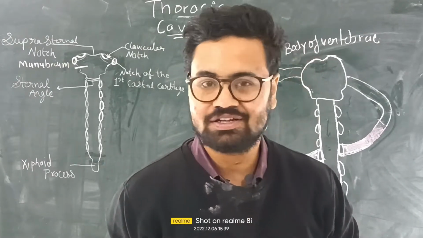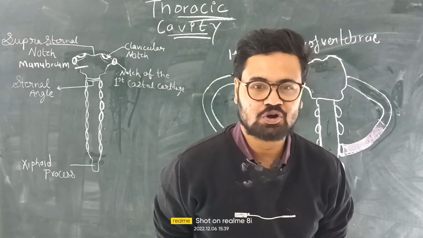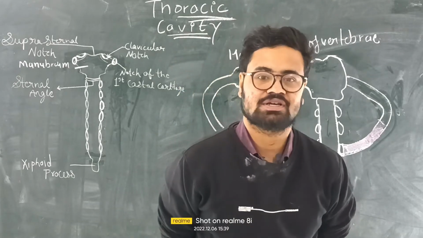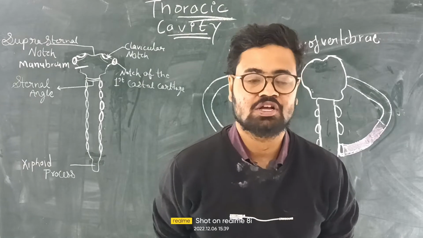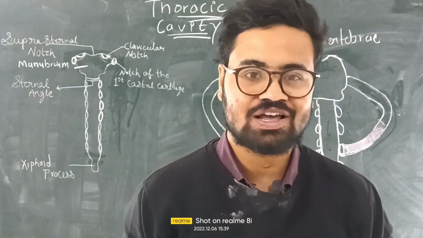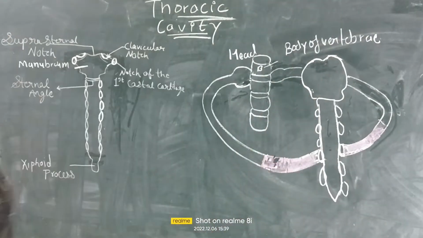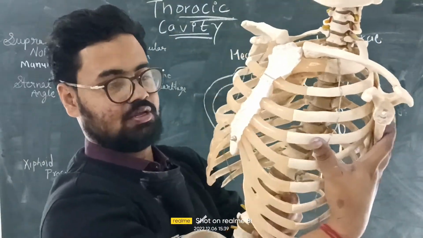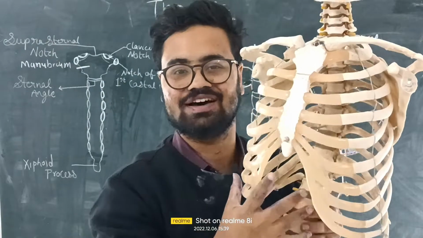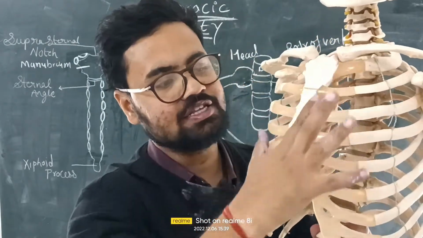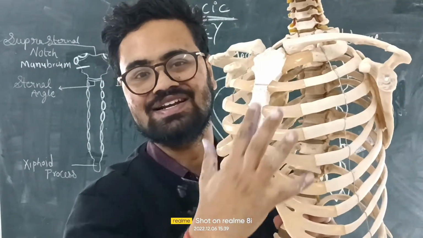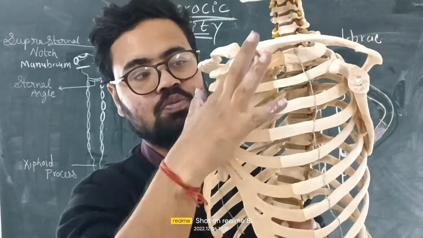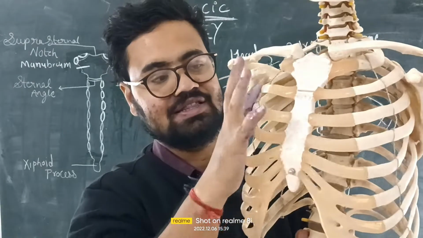So basically the thoracic cavity consists of various bones such as the sternum bone, the ribs and the vertebral column. So let me show you the thoracic cavity. So this model, this portion is the thoracic cavity. This bone in the center is called sternum.